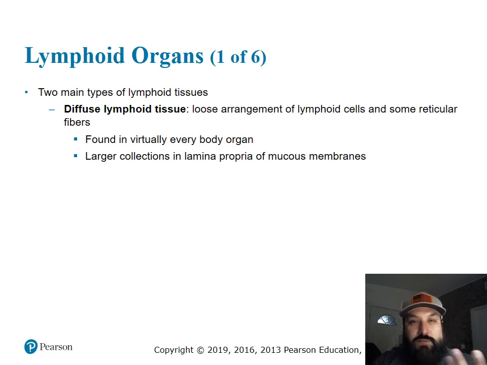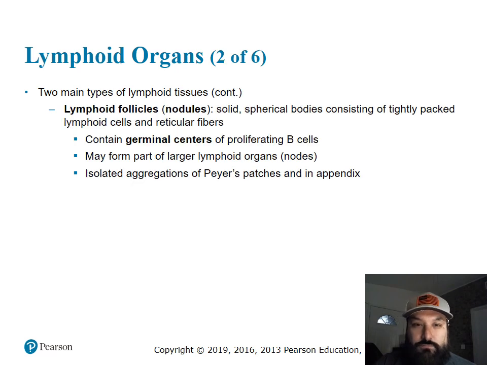Okay, so there's two types of lymphoid tissue: diffuse, that's the lymphoid cells and then some reticular fibers. You find that in practically every body organ, okay? And then what we call lymphoid follicles, which are these nodules, these packed lymphoid cells and reticular fibers.